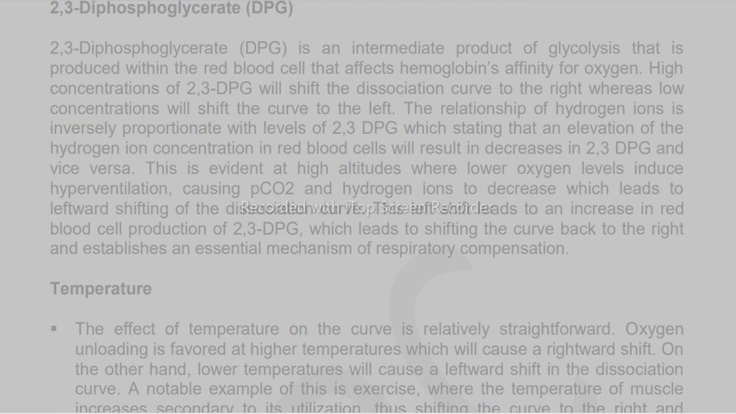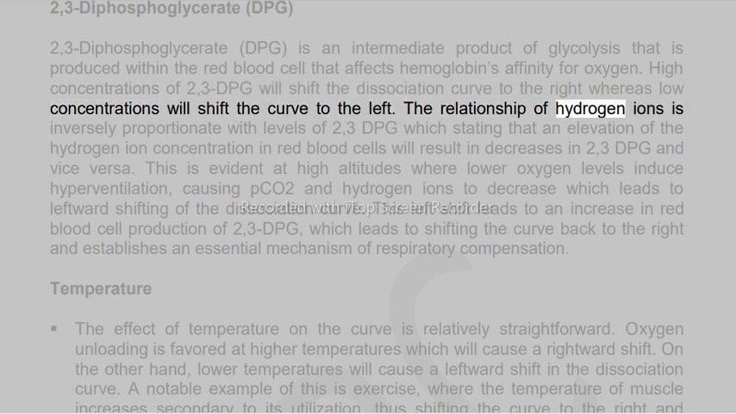2,3 diphosphoglycerate, DPG. 2,3-DPG is an intermediate product of glycolysis that is produced within the red blood cell and affects hemoglobin's affinity for oxygen. High concentrations of 2,3-DPG will shift the dissociation curve to the right, whereas low concentrations will shift the curve to the left.